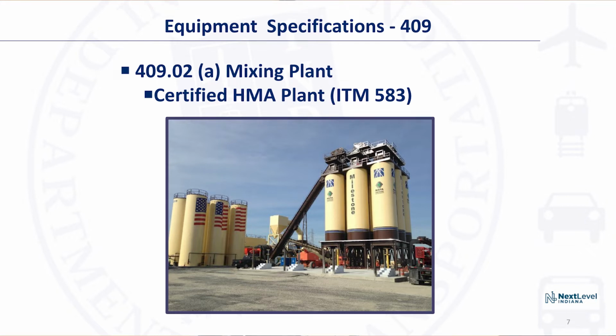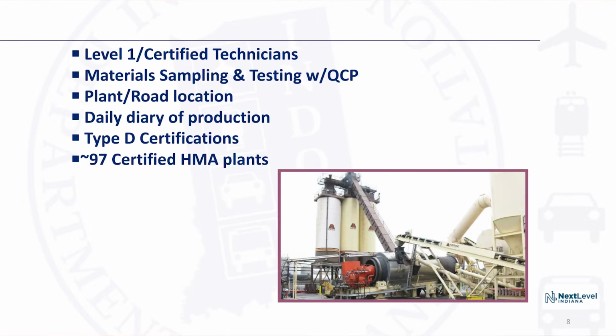So where we start is, hey, the plant needs to be certified. It needs to come from a certified plant. And the requirements for that are in ITM, Indiana Test Method 583. That's our program to certify those plants. You heard it just mentioned about ICAT. That's where you get that Level 1 Certified Asphalt Technician training. It talks about how you're supposed to sample and test in accordance with the quality control plan.